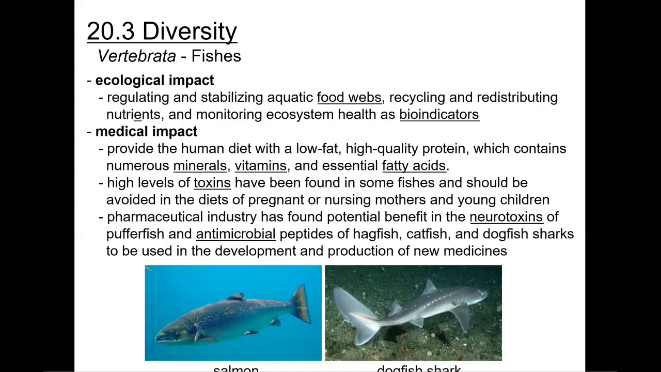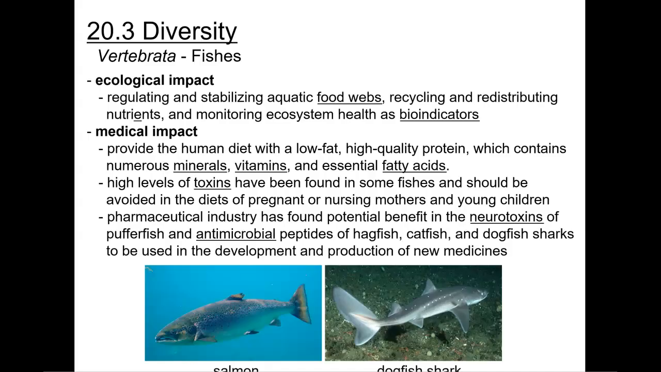Medical impact is that they provide the human diet with a low-fat, high-quality protein which contains numerous minerals, vitamins, and essential fatty acids. They also have high levels of toxins, though, that are found in some fish, and some fish should be avoided in diets of pregnant or nursing mothers and of young children. Specifically, things like tuna are known to contain mercury, so you have to watch your mercury levels or not eat these types of fish too often.